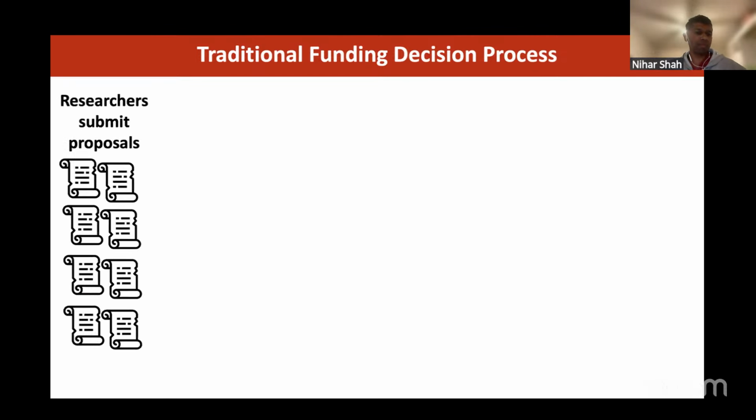Let me first provide a little background for those who are not familiar with how the traditional funding decision process happens. It's pretty simple and similar to many of the paper reviews that you get. The researchers who are interested in getting funding would submit proposals. Then there's a peer review phase where other researchers will evaluate each proposal, give text comments, and give scores for each of these proposals.